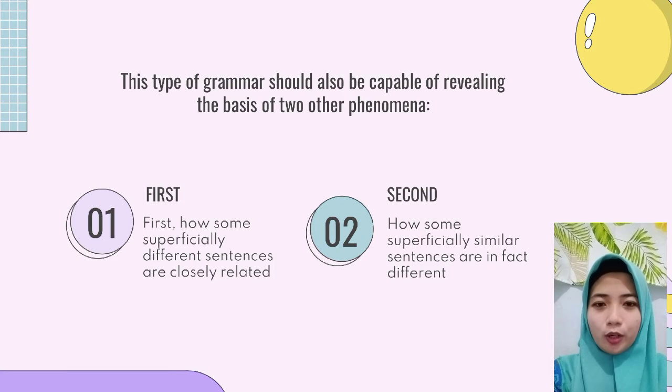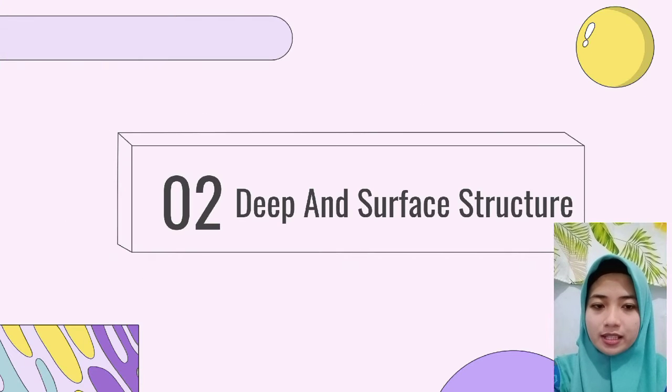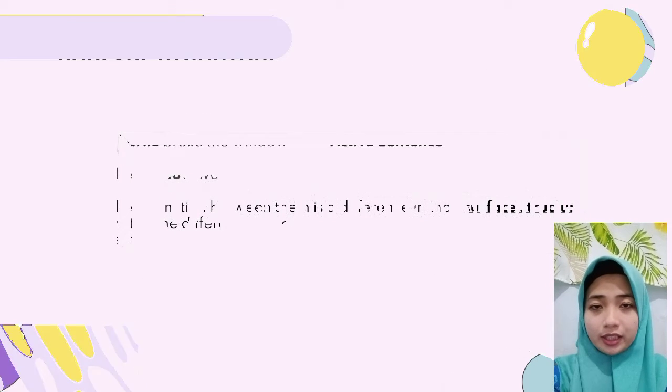This type of grammar should also be capable of revealing the basis of two other phenomena. The first is how some superficially different sentences are closely related. And the second is how some superficially similar sentences are in fact different.